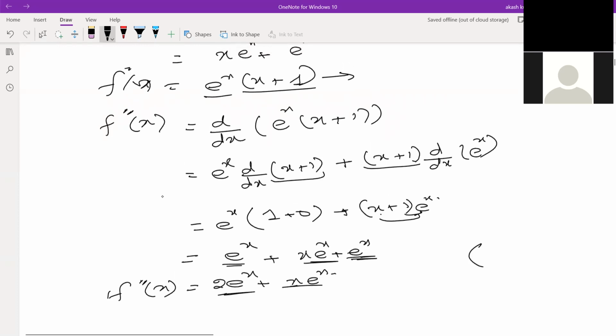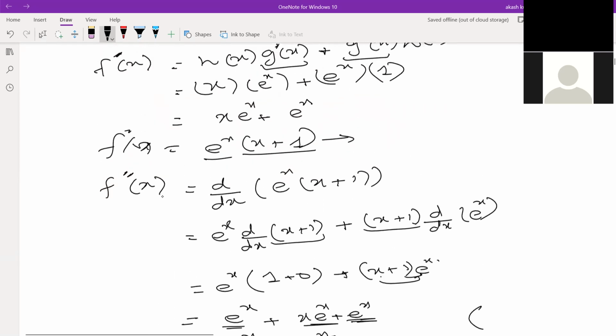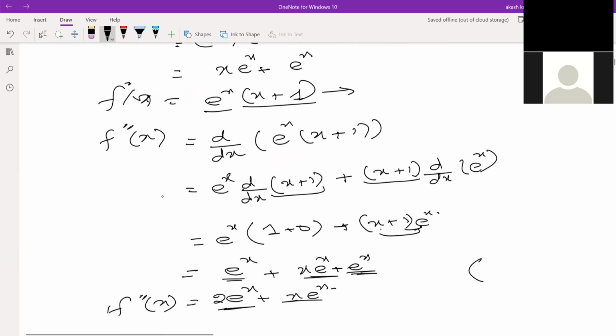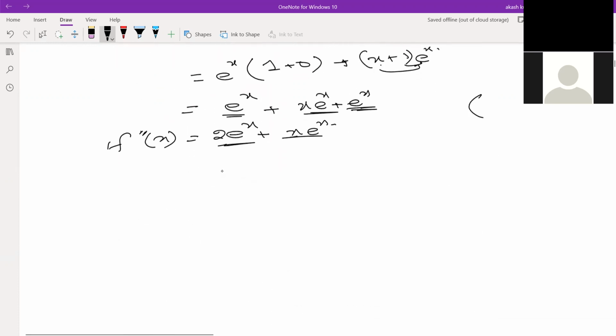Understood. Is the rule clear to you? How we use the product rule? Yeah, this was clear. Okay, and let's do another example. This one you try yourself. So f of x is e^(2x) and x squared. Can you do this one?